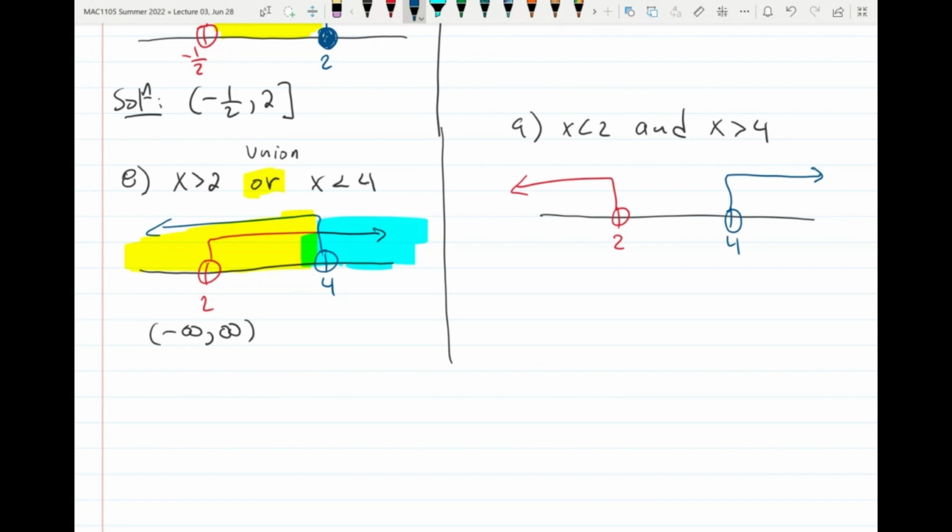Yes? So now here, you have to be very careful. You have to look at the original one. What does it say here? And. So what does and mean? Intersection. So you need to look for the common region. Is there anything common here? Do the regions overlap? No. They don't overlap. They go different ways, so they have nothing in common. So that means there is no solution. So the solution set is empty.